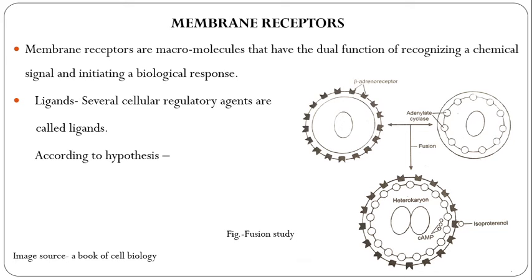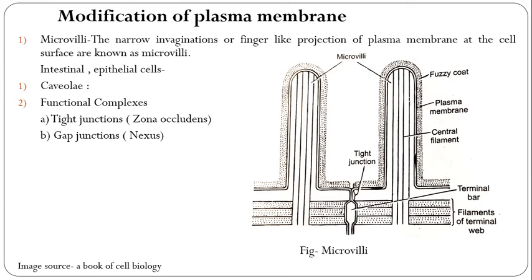initiating a biological response. So our main point is modification of the plasma membrane. There are several modifications: tight junction, gap junction, caveoli-like structures. So first is the microvilli. In the microvilli, the plasma membrane shows a number of specializations or modifications on the cell surface. The narrow invaginations or finger-like projections of plasma membrane at the cell surface are known as microvilli.